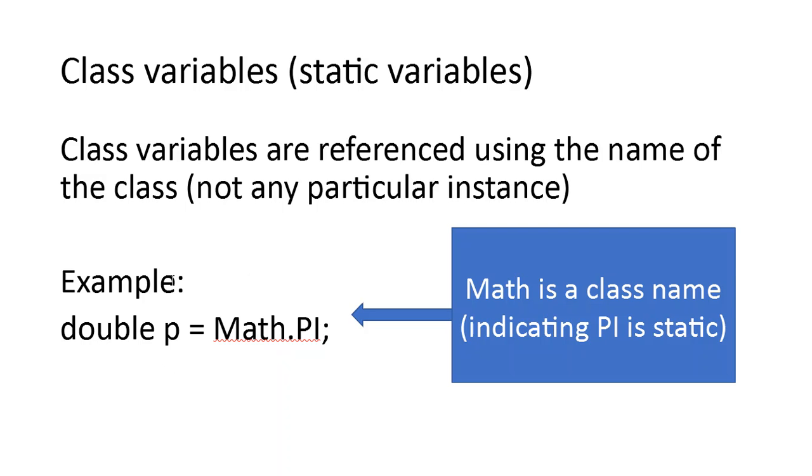The math library is full of static stuff. Here you can see that if I want to use pi, I have to say Math.PI. Math is the name of the class. We didn't create a new instance of the math library, right? Math is the name of the class. So to use a static variable in that class, we use the class name. That's our way of knowing, oh yes, it's scoped to the class. There's one shared copy of that.